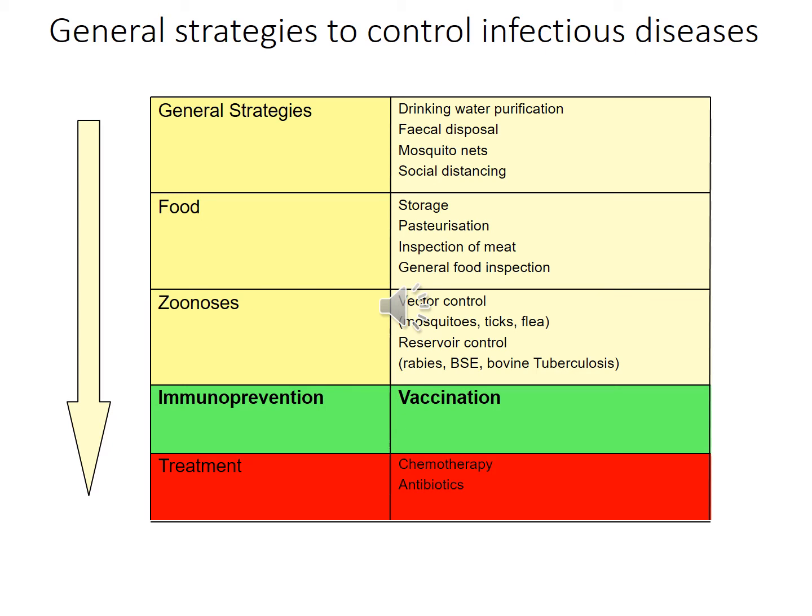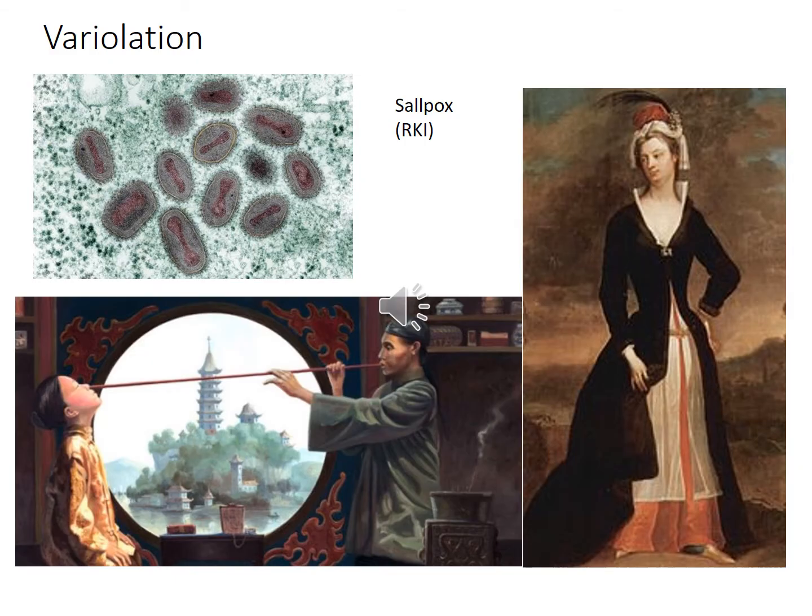And when all these efforts are in place, on top of that comes the vaccination. And when everything else fails, we have the antibiotics and also the antivirals, and also different treatments against bacterial diseases. One of the large killers in the human history is smallpox.